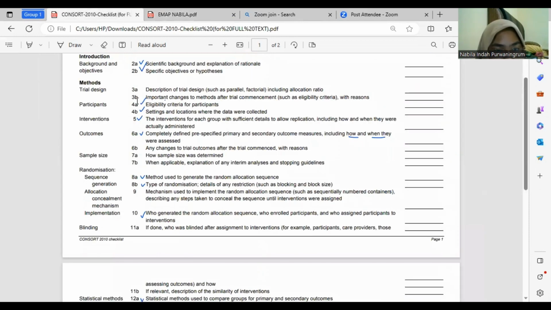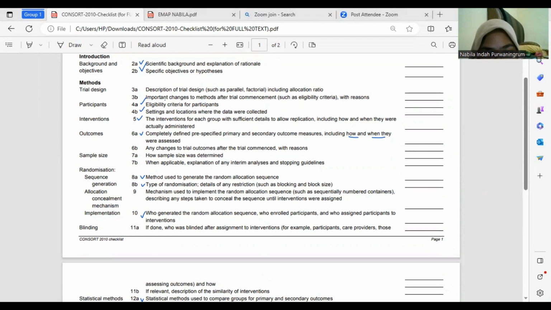Then we move into 3b, important changes to the methods after trial commencement, such as eligibility criteria, with reasons. In this article, we can't find it either. We have to know that regarding the changes, a few trials may start without any fixed plan, but most will have a protocol that specifies in great detail how the trial will be conducted.